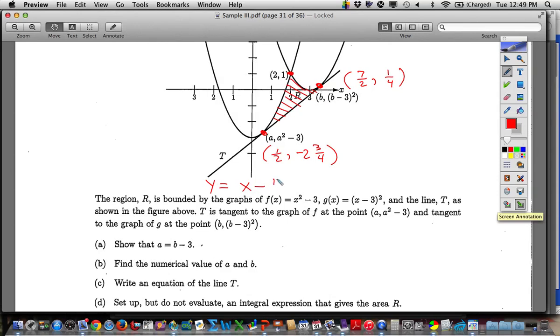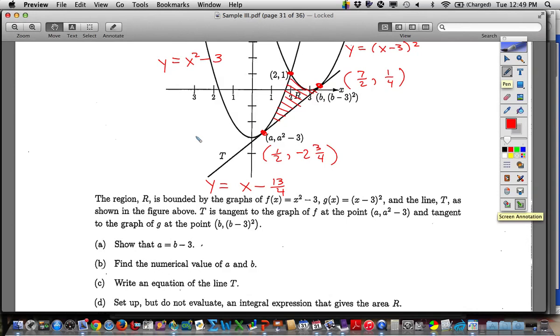X minus 13/4, I believe, is correct. Because once you find A and B, you can find the slope easy enough because you did that with the derivative. You should have had to do that in the first parts here. The slope is 1. So there's the equation of line T. And then we have the equation of these other parabolas. This parabola is y equals x minus 3 quantity squared. And this parabola is y equals x squared minus 3. Okay, so there's our different equations. All right, so because we got 3 of them, we got a line, we got 2 parabolas.